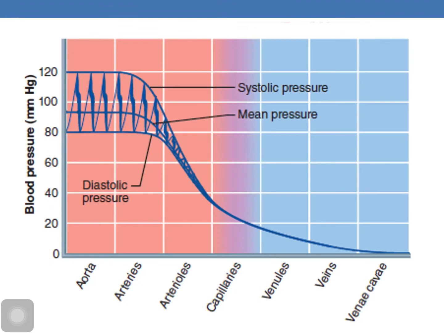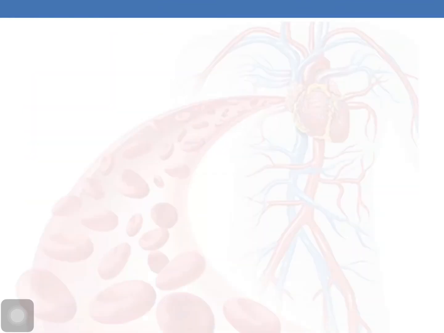As illustrated in this figure, the systemic blood pressure is highest in the aorta, and it declines throughout the pathway to finally reach 0 mm mercury in the right atrium. So the steepest drop in the blood pressure occurs in the arterioles, which offers a great resistance to blood flow.